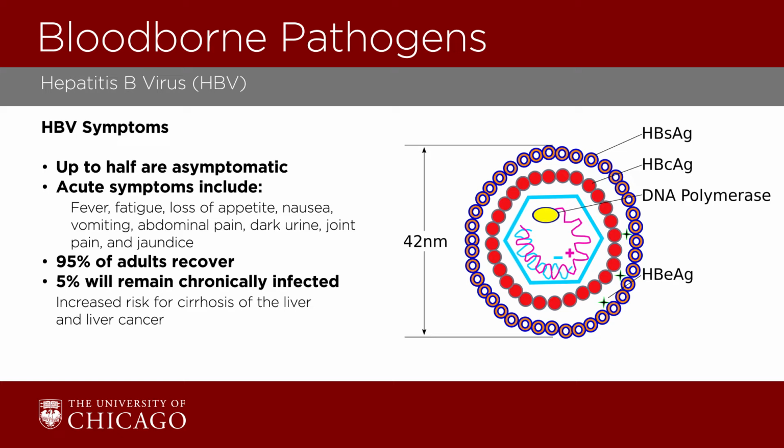According to the CDC, approximately 95% of adults recover from hepatitis B, known as acute infection. 5% will remain chronically infected for the duration of their lifetime. Chronic carriers are at an increased risk for cirrhosis of the liver and hepatocellular carcinoma, a serious liver cancer. Hepatitis B symptoms begin ranging from 60 to 150 days after exposure, with the average being 90 days.